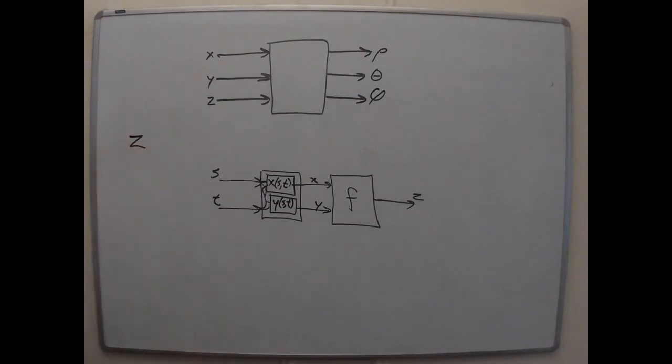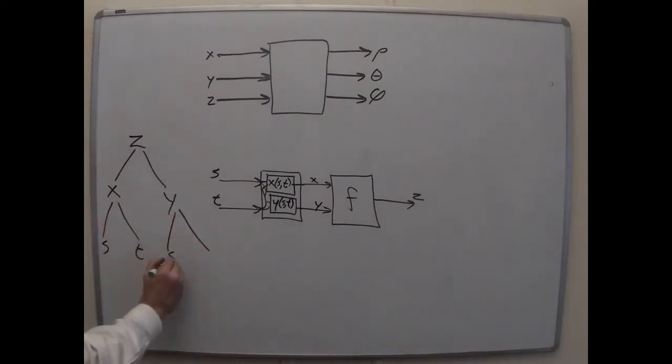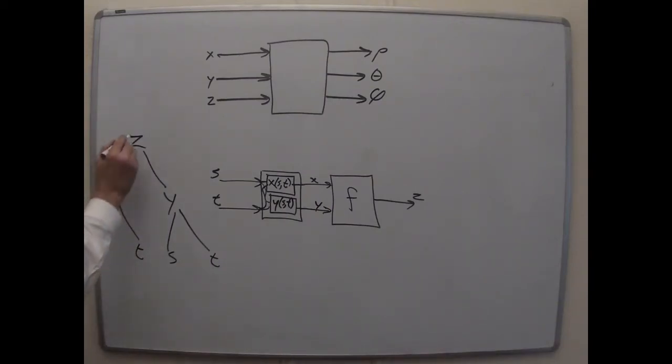Z is your output variable, and it depends on x and y. And each of those depend on s and t. So the products that we need to do are through these branches. X's dependence on s, and z's dependence on x. Well, let's go ahead and write it down.